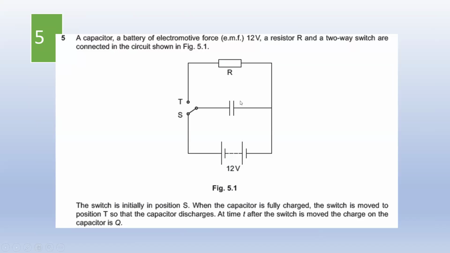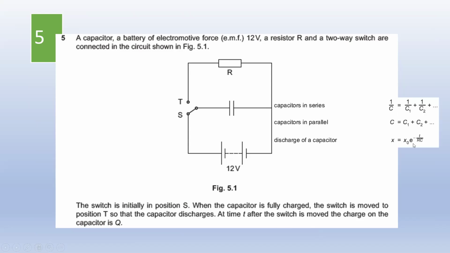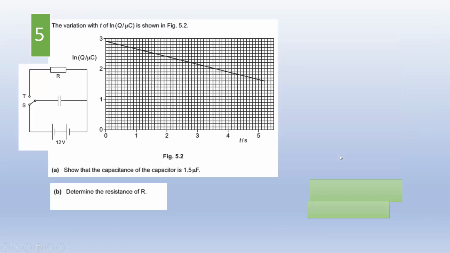Capacitor, electromotive force 12 volt, resistor R, and a two-way switch are connected in the circuit shown in figure 5.1. The switch is initially in position S, where the capacitor is fully charged. The switch is moved to position T so that the capacitor discharges. At time t after the switch is moved, the charge on the capacitor is Q. Remember, this is given in your formula sheet.